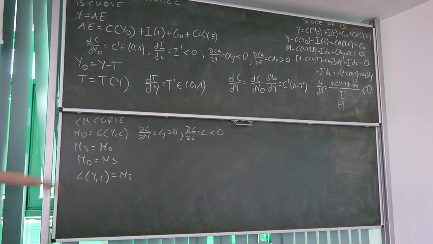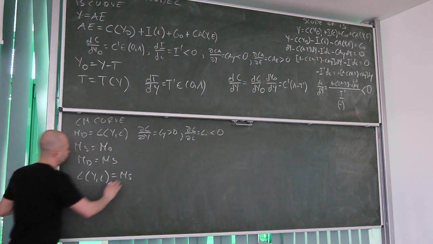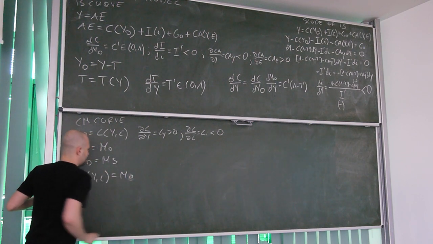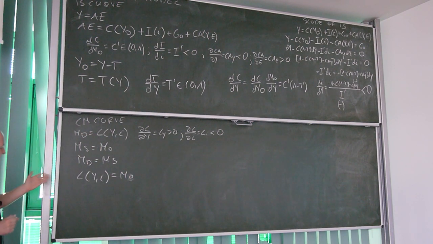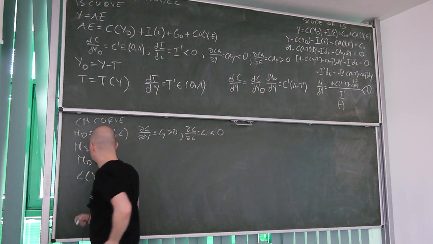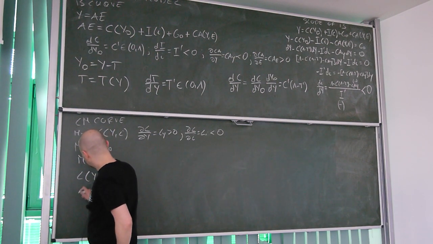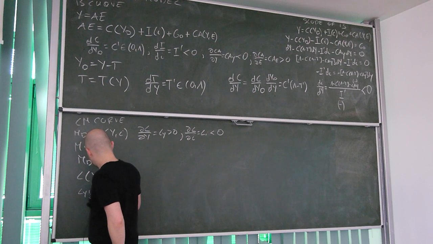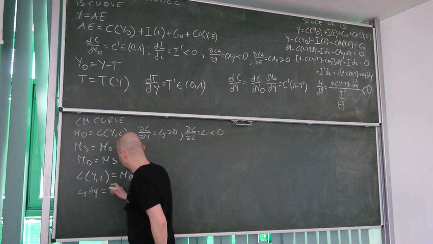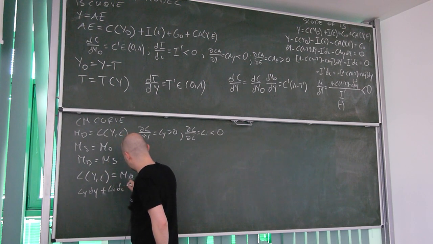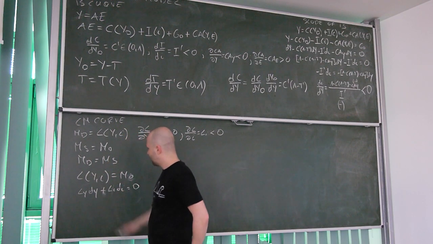In this case, all expressions with endogenous variables are on the left, and then we differentiate with respect to y and i. We get Ly dy plus Li di equals 0.